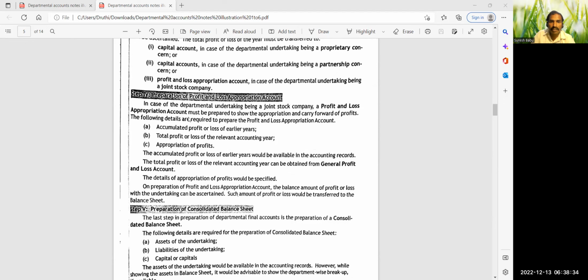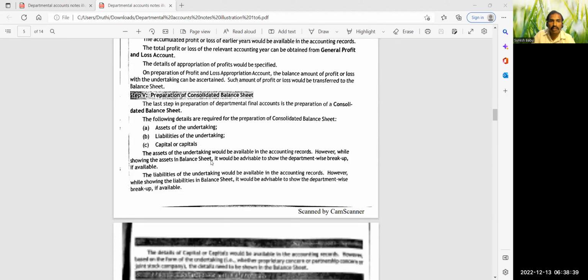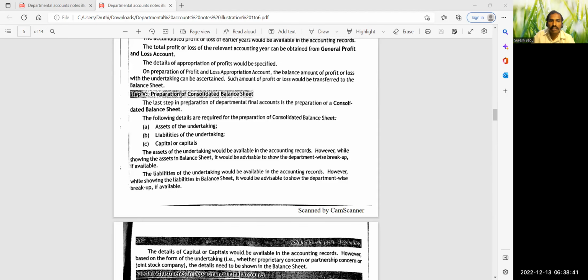Then the fourth step, in case of a company only, profit and loss appropriation account needs to be prepared. In the fifth step, you would be preparing the consolidated balance sheet. That is, assets of the undertaking, liabilities of that undertaking, capitals of each and every department are shown in the balance sheet format. It is consolidated together, an integrated balance sheet is going to be prepared. So this is the preparation which is very much required.